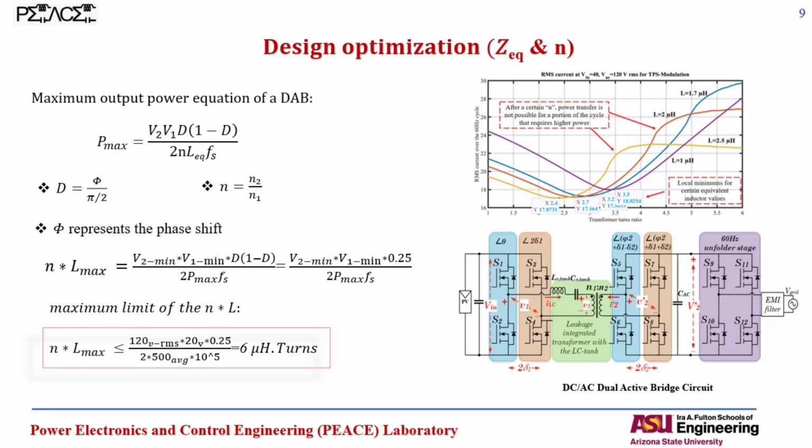So that means different sets of transformer turns ratio and different sets of the equivalent inductance would lead to different values of the RMS current. So that is an additional point of consideration that we have taken to find the optimized design of the system.